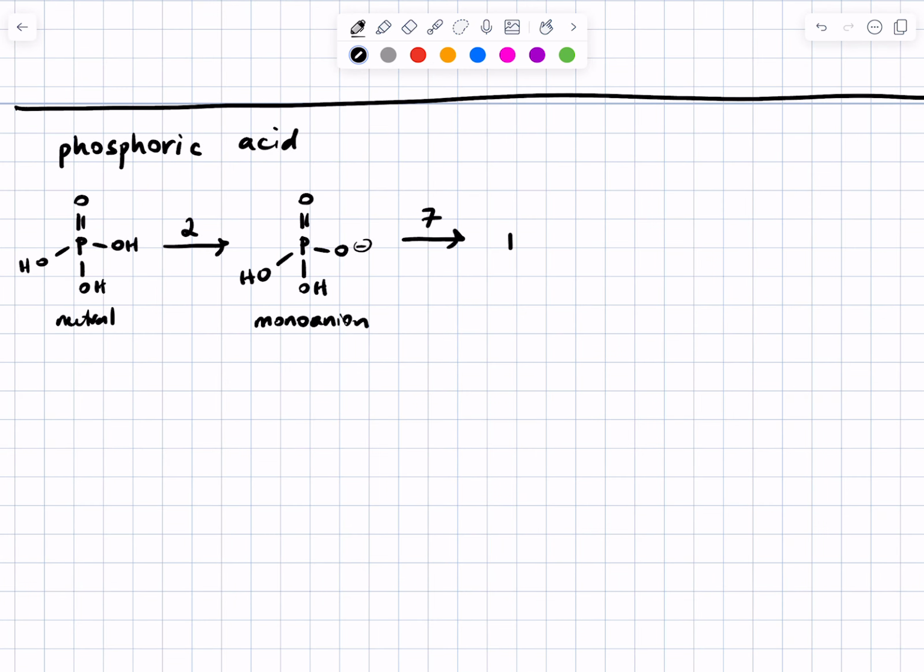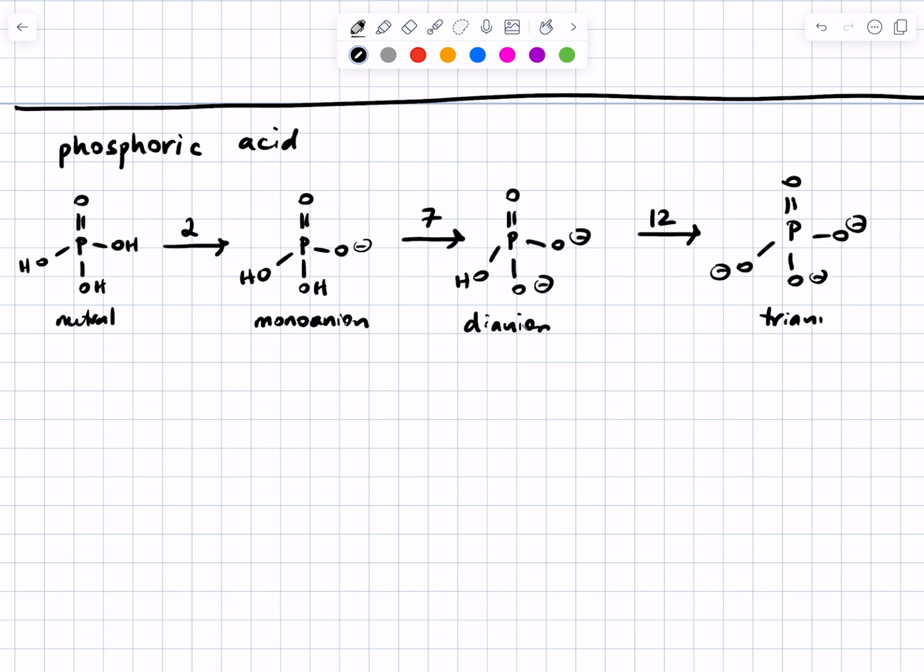Going from the monoanion to the dianion has a pKa of 7, and then going from the dianion to the trianion has a pKa of 12. So if pH is around 7, what 2 forms are dominant of phosphoric acid? Mono and dianion, right? In fact, you expect about a 50-50 mixture of these 2.